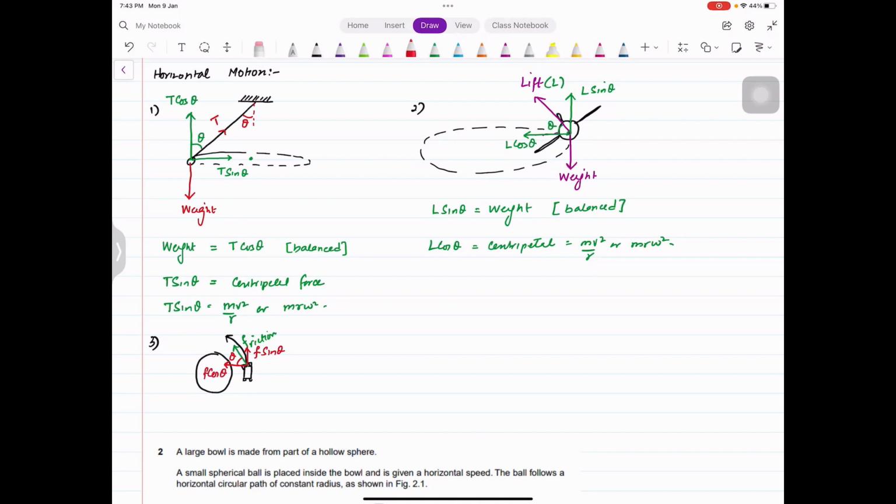So friction sine theta basically causes forward acceleration in this particular case. And friction cosine theta is going to basically be equal to the centripetal force, because it's towards the center. So you can always put it equal to that. Just remember that. All right.